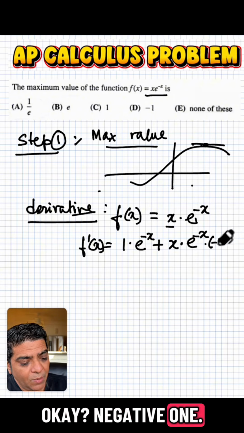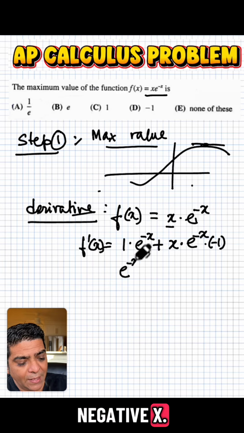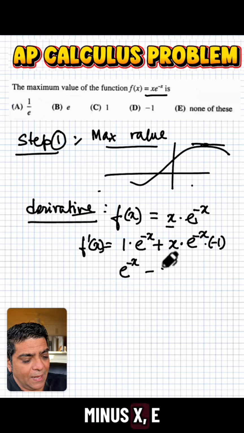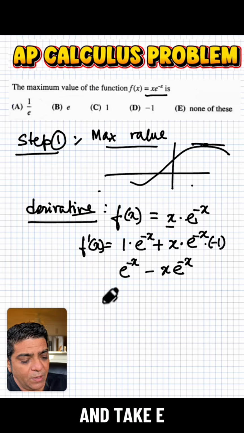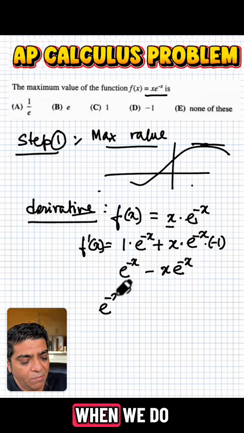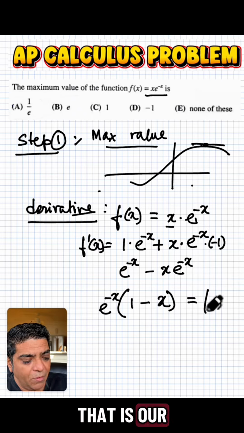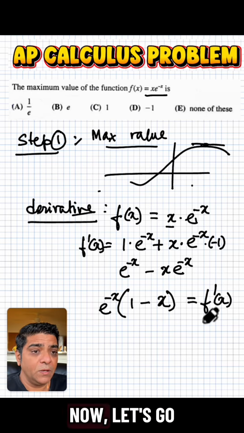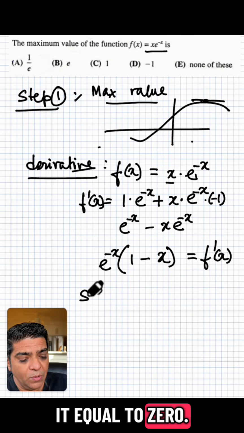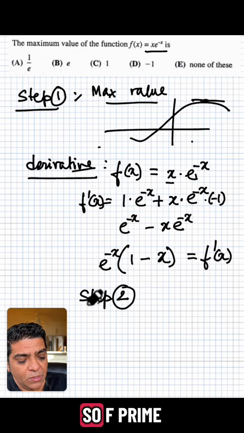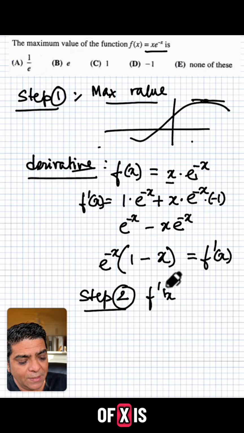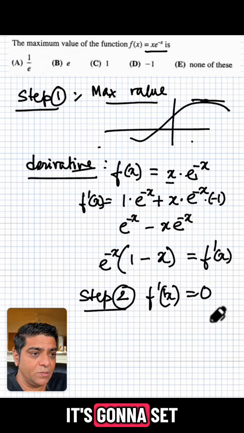So now we have e to the power of negative x minus x e to the power of negative x. Let's go ahead and take e to the power of negative x common. When we do that, we have 1 minus x. That is our derivative of this function. Now let's go ahead and set it equal to 0. Okay, step 2. So f prime of x is equal to 0. I'm going to set it equal to 0.